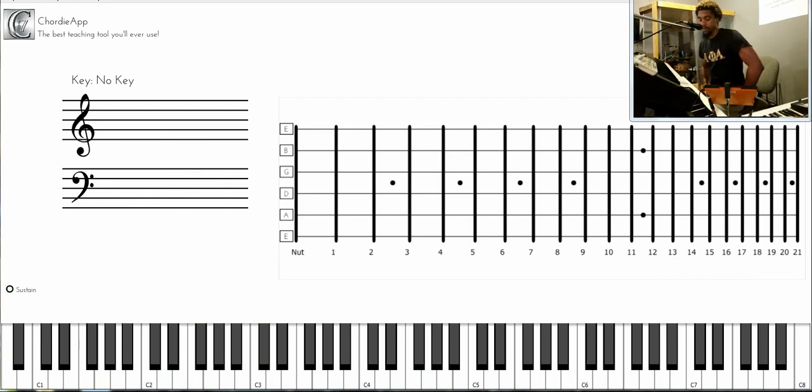So today, I'm going to talk about a rule that's very dear to my heart. It's the rule of threes in music.